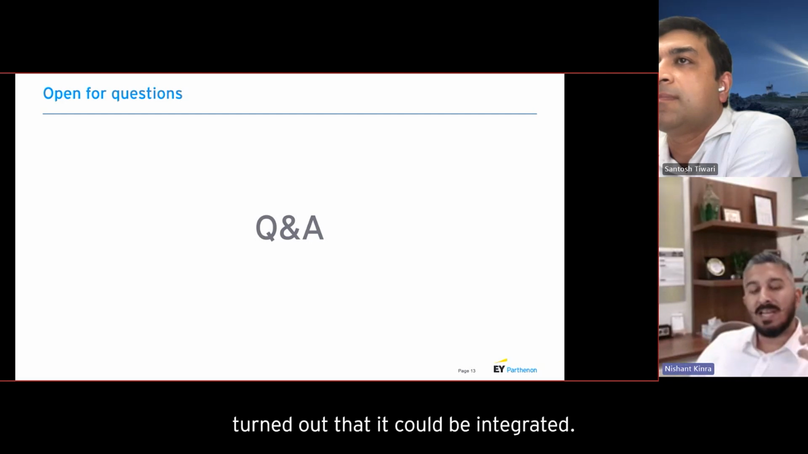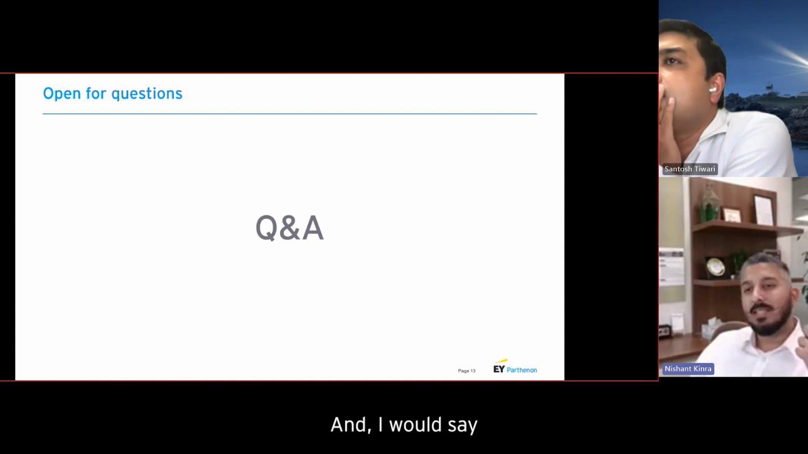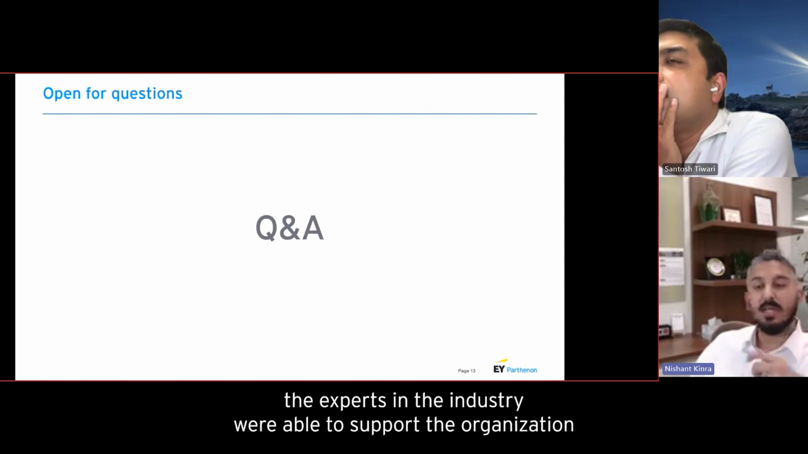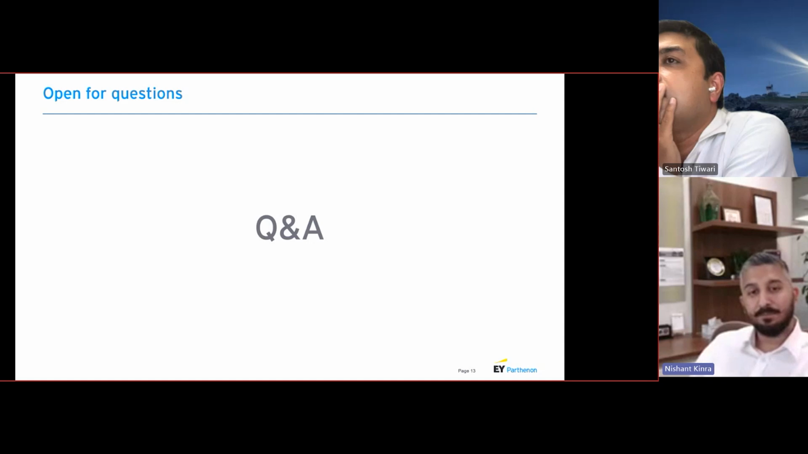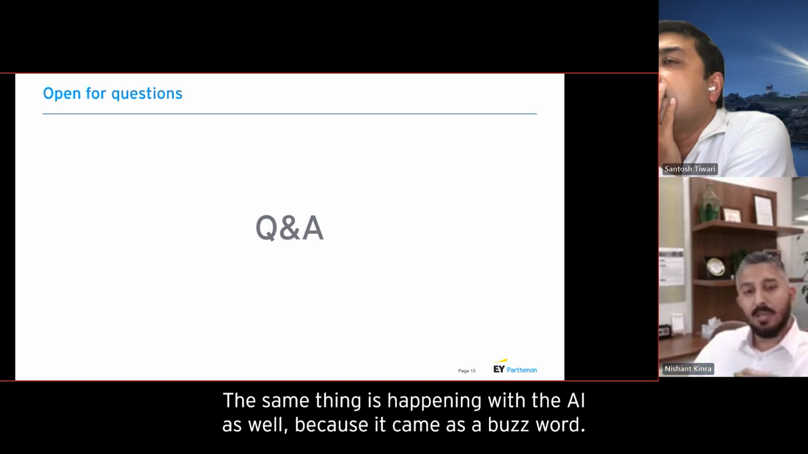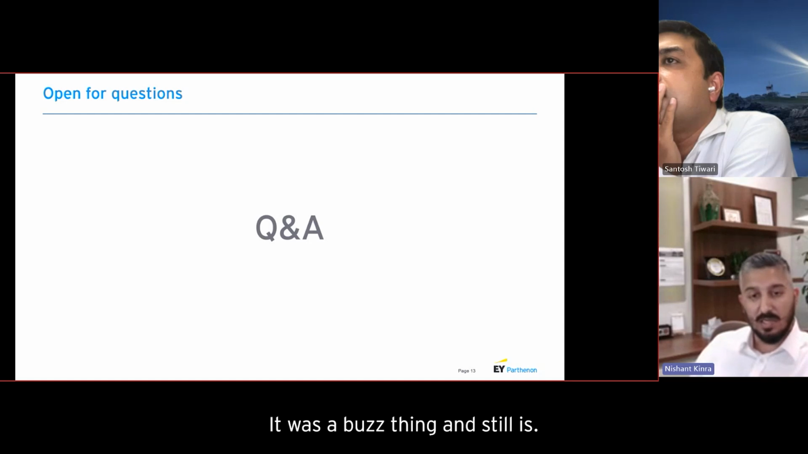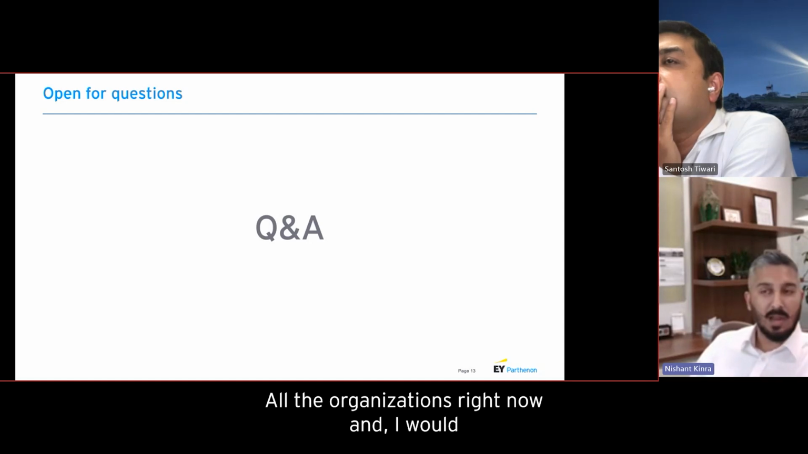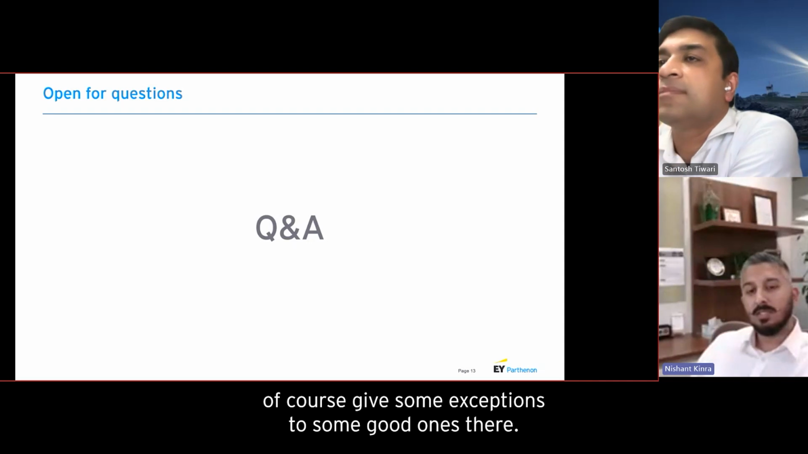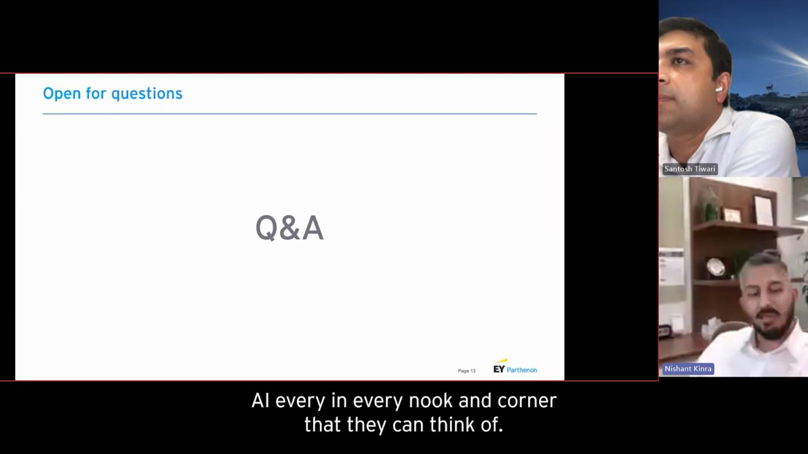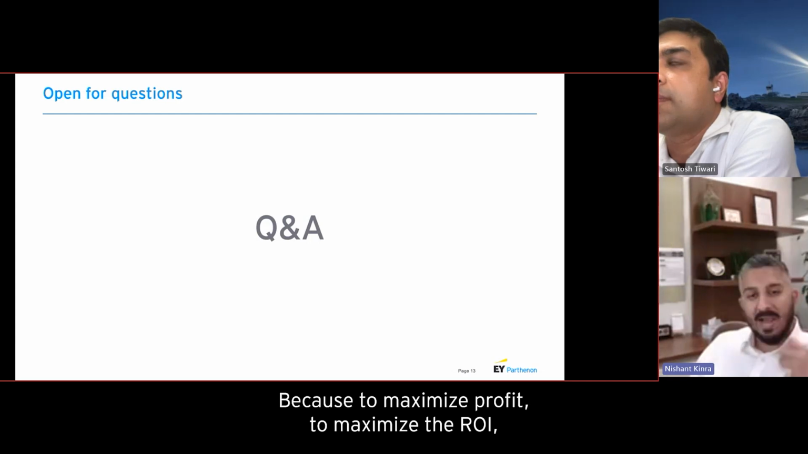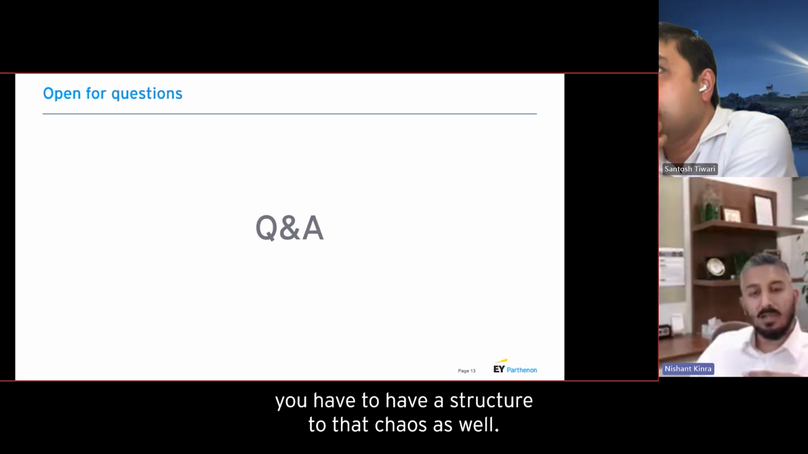It all turned out that it could be integrated, and the experts in the industry were able to support organizations to incorporate that better than what was happening earlier. The same thing is happening with AI as well. Because it came as a buzzword, and still is. Most organizations right now, with some good exceptions, are trying to incorporate AI in every nook and corner they can think of. But is that the right approach? Because to maximize profit and ROI, you have to have a structure to that chaos as well.